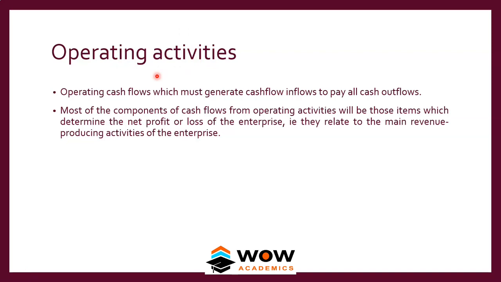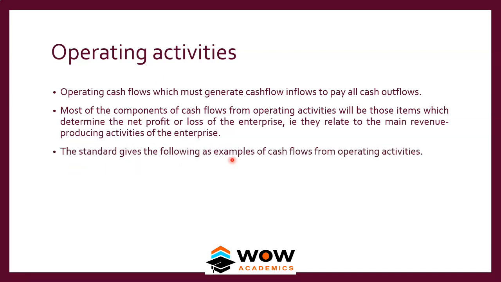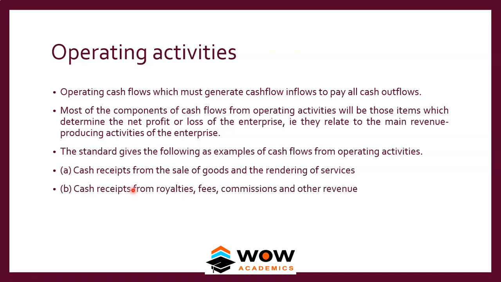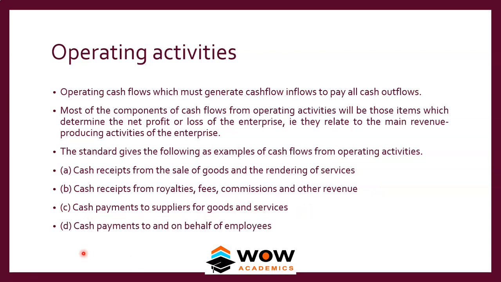If it is consistently a cash losing activity, then the company would be going towards bankruptcy. The standard gives the following as examples of cash flows from operating activities. So these are the things that are included in operating activities: cash receipts from the sale of goods and rendering of service, cash receipts from royalties, fees, commissions and other revenue, cash payment to suppliers for goods and services, cash payments to and on behalf of employees, something like salary.